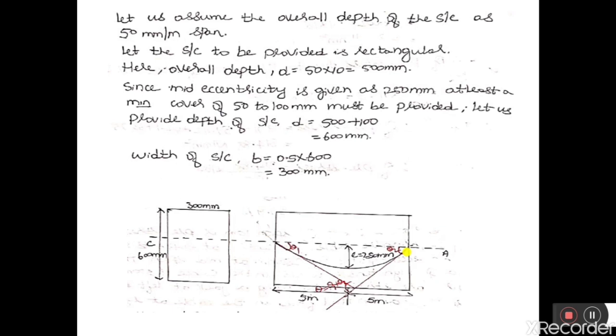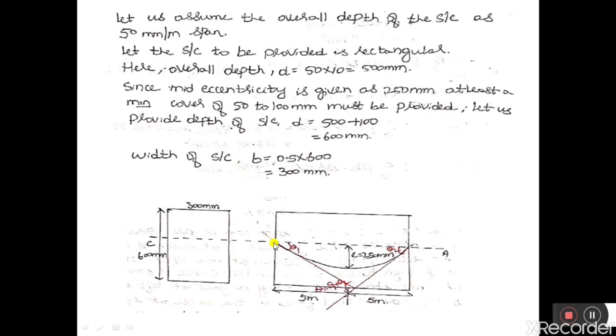So what is given? The force is applied only from one end. Let us consider the force is applied at the left end. Initial pre-stressing force is applied from this end, and this end is anchored because the force is applied only from the one end. So from this end the force is applied and this end is anchored.